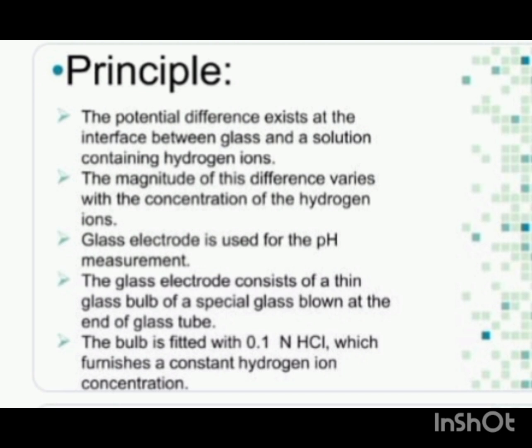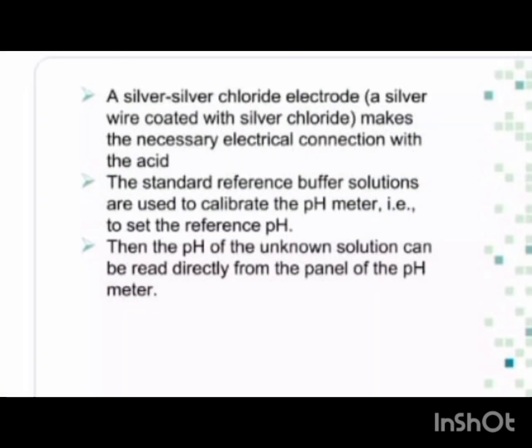And in this method, using the bulb fitted with 0.1 normal HCl, this furnishes the constant hydrogen ion concentration. A silver chloride electrode or a silver wire coated with silver chloride makes the necessary electrical connection with the acid. The standard reference buffer solutions are used to calibrate the pH meter such that to set the reference pH. Then the pH of the unknown solution can be read directly from the panel of the pH meter.